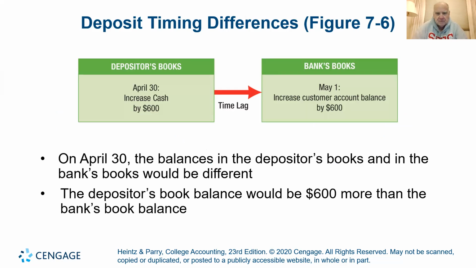So let's see here. One reason you would have a difference between the balances is because of a deposit in transit. At the end of April, you were sitting in the accounting department, and at the end of the day, you saw that you got a check for $600 from a customer. You went into QuickBooks or whatever your software is, and you debited cash. You debited cash, but then you didn't bring it over to the bank for a couple days later.